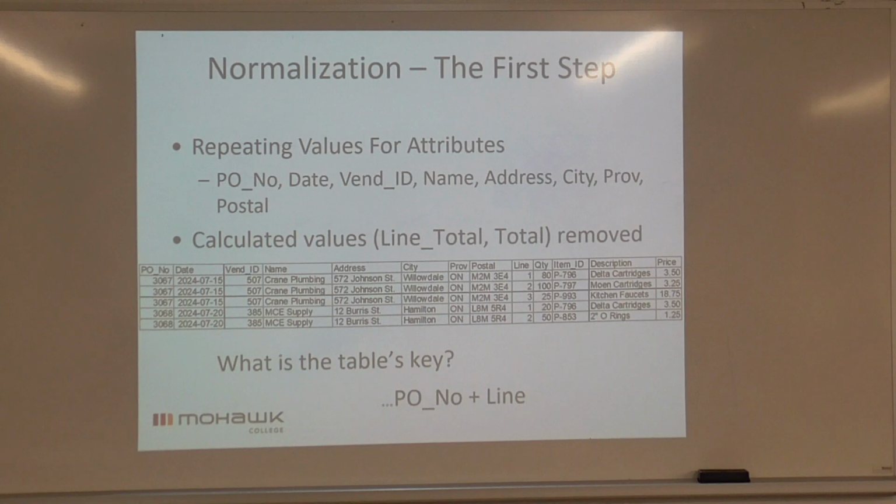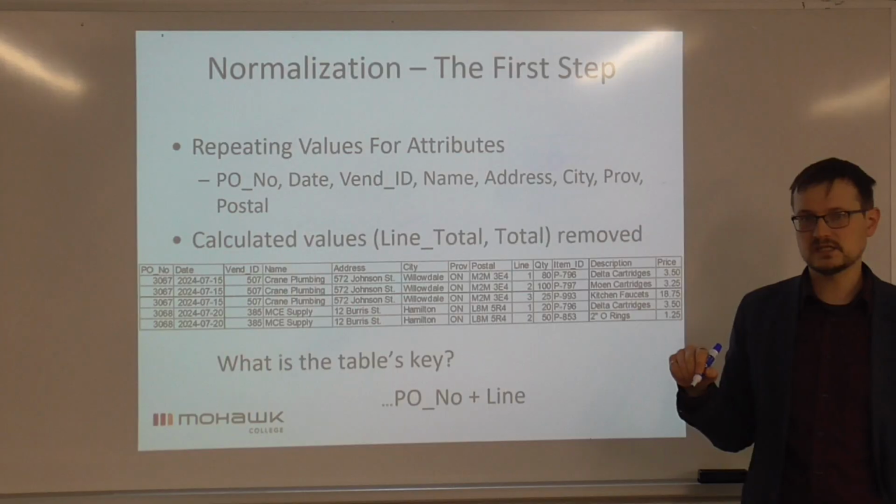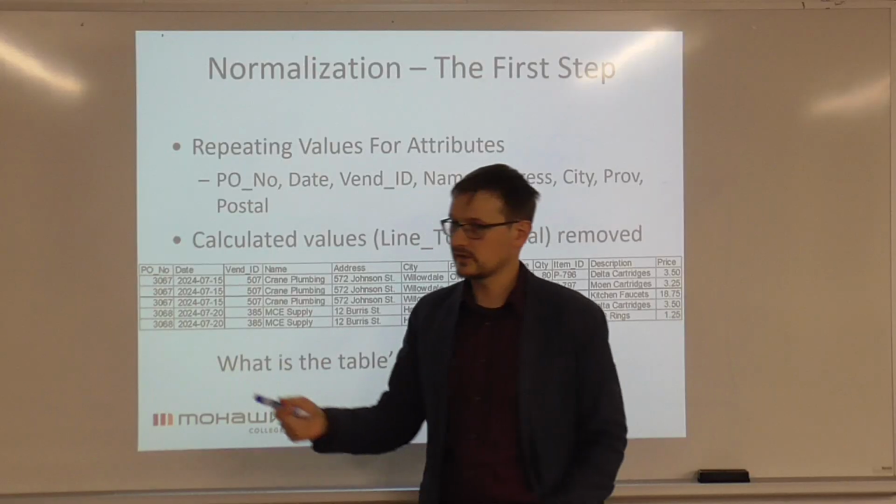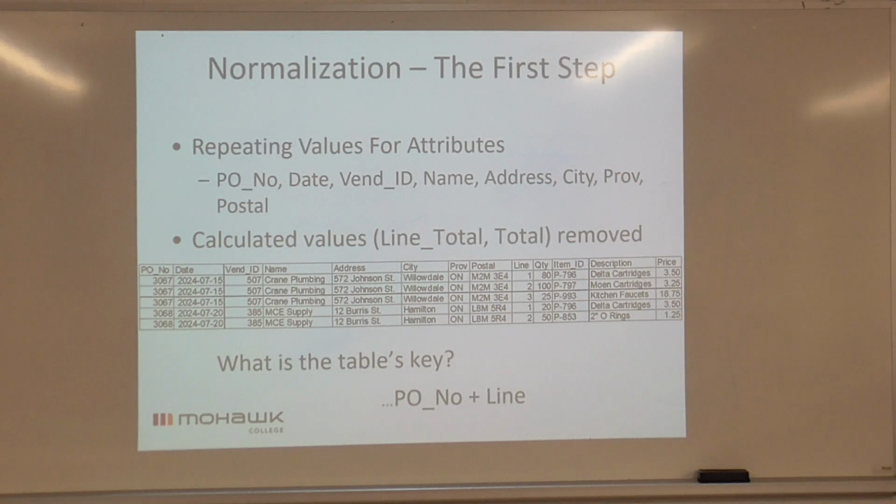Description appears to be entirely dependent on item ID, so they will get grouped together. Description, there we go. Quantity. Are we varying on line number, purchase order, or both? How many people think purchase order number? How many people think line number? How many people think both? Both hands.